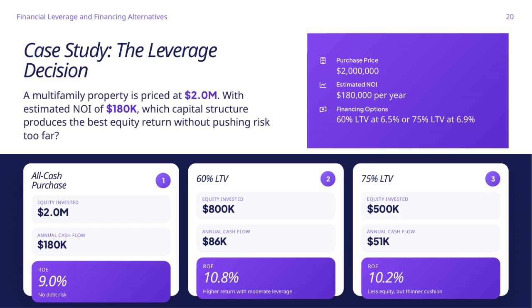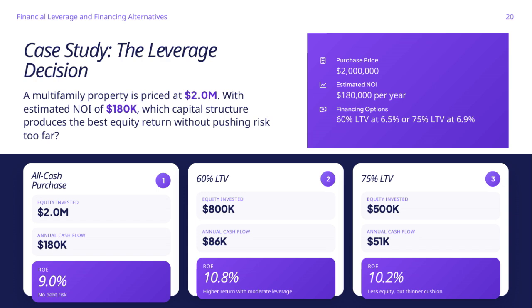Second, we look at financing with a 60% loan-to-value ratio, meaning you put in $800,000 in equity. The loan carries an interest rate of 6.5%. This option produces an annual cash flow of $86,000 and boosts the return on equity to 10.8%. This moderate leverage enhances returns without pushing risk too far.